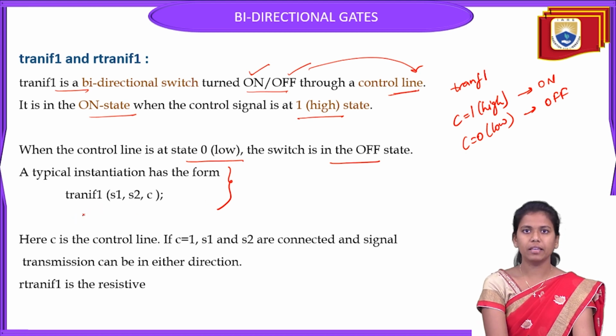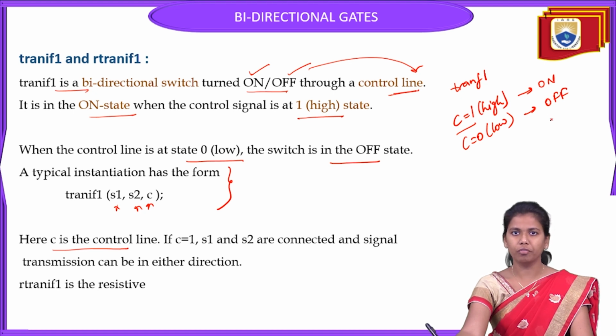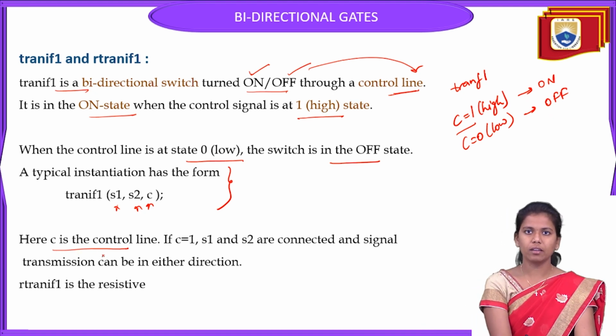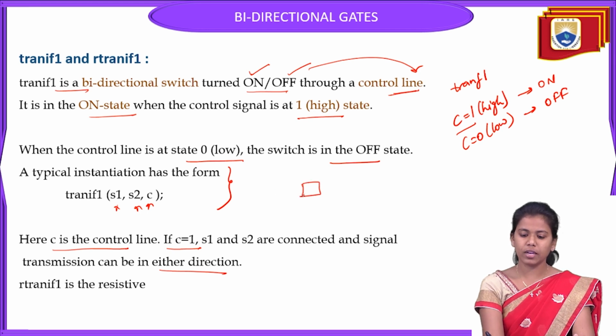Tranif1 is a bidirectional gate followed by the terminal list. In the terminal list, we are representing the selection lines. Here we have two selection lines along with the control line. See here, C is a control line, isn't it? Based on this control line only, we can say whether the switch is on or off. If the control line is 1, what happens? S1 and S2 are connected and the signal transmission can take place in either direction. S1 and S2 are connected directly to each other.